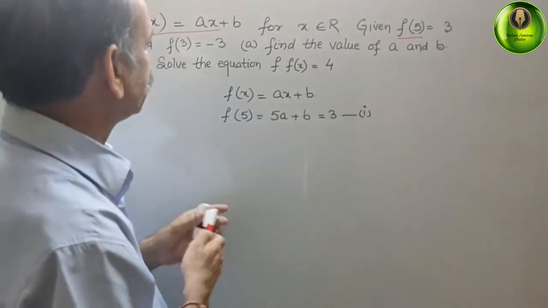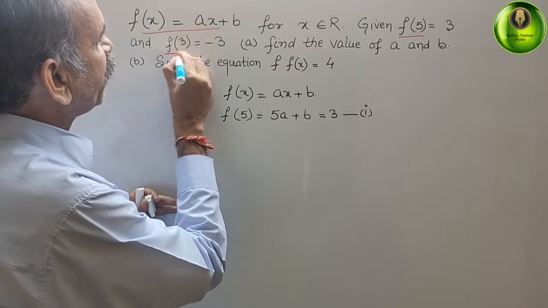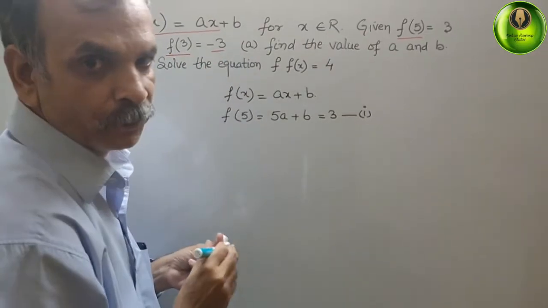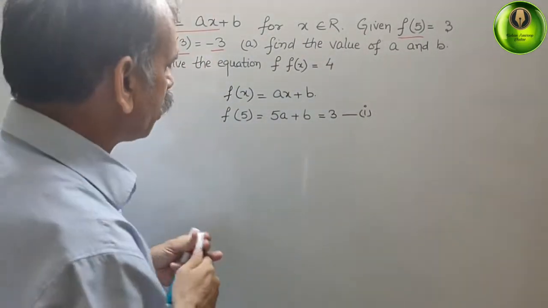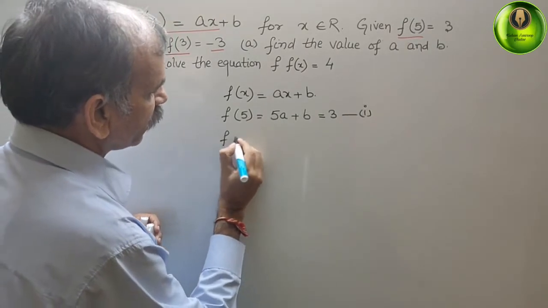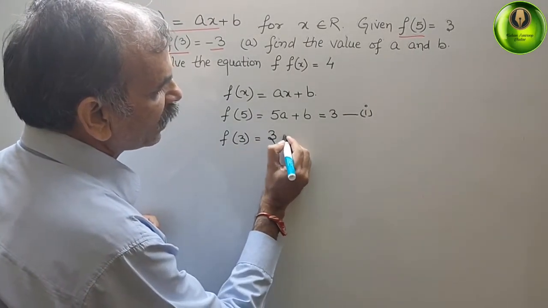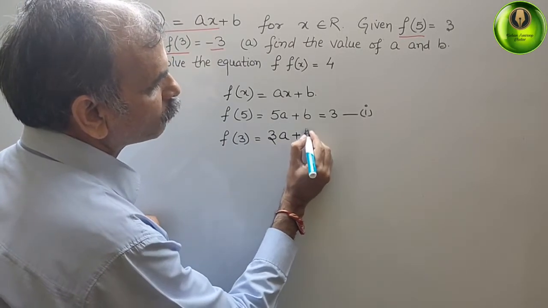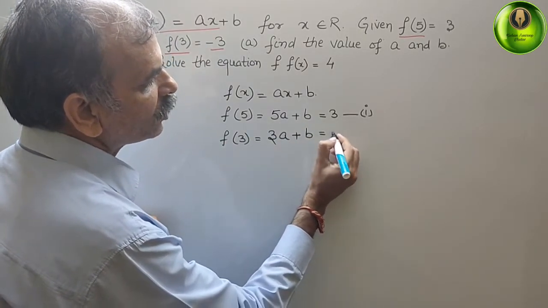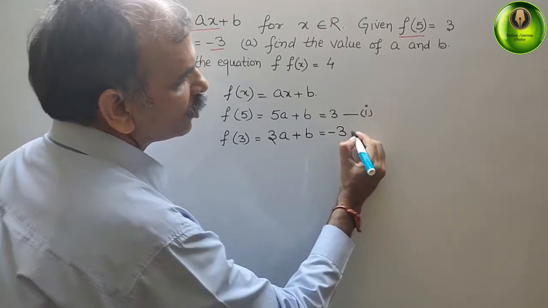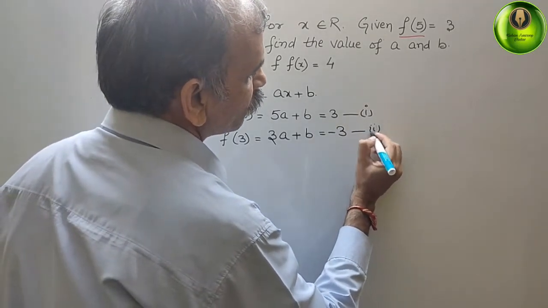Second, what they have given, see this, f(3) is -3. That means f(3) is 3a + b, that is equal to -3. This is your second equation.